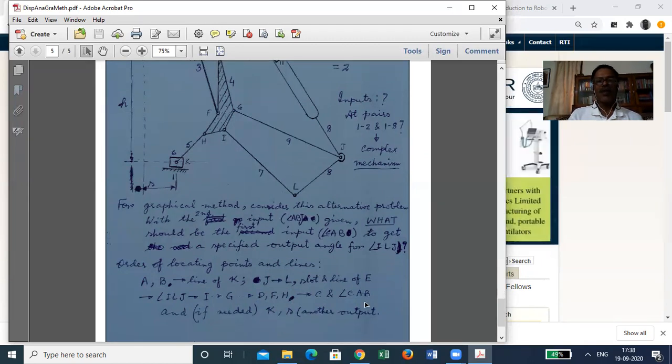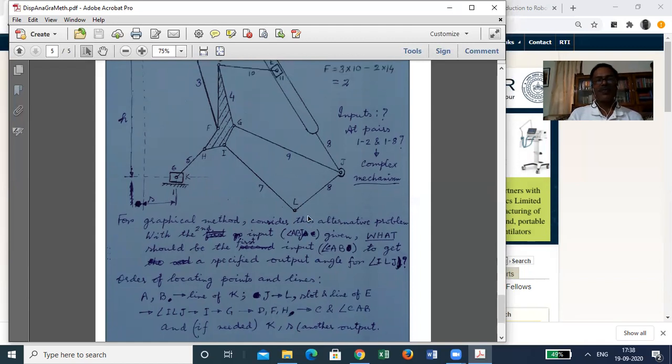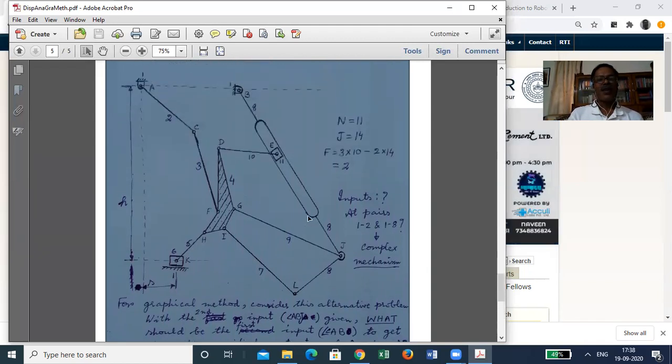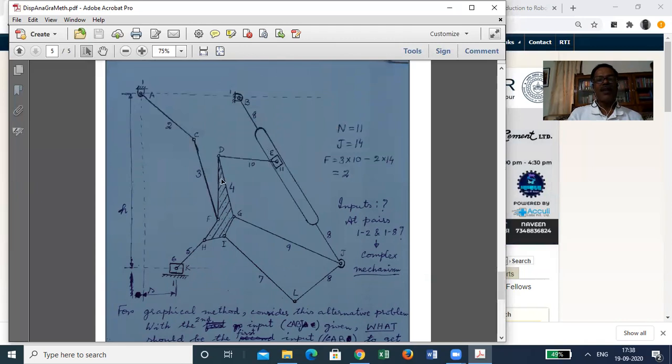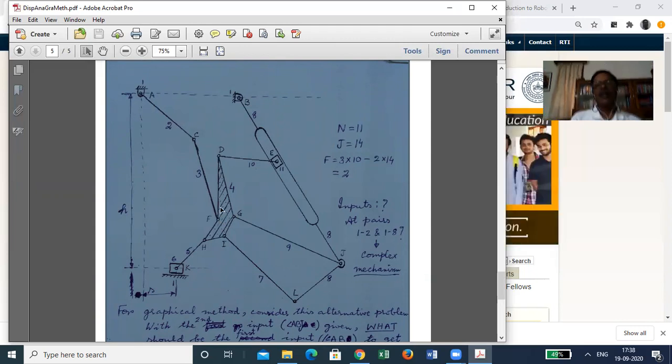And I have not noted it, because that is not needed for the current problem. And then since you have located DFHIG, in particular you have located F, then links 2, 3 is another dyad that you compose by arc intersection, and you get angle CAB.